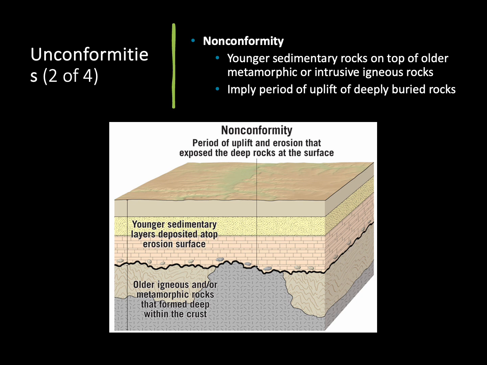So if we see that we have sedimentary directly on top of igneous or metamorphic, something has happened. We're missing a lot of rock layers between where these types of rocks form. So we know we have a nonconformity, just because those types of rocks don't form side by side.